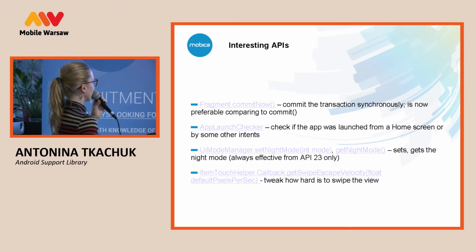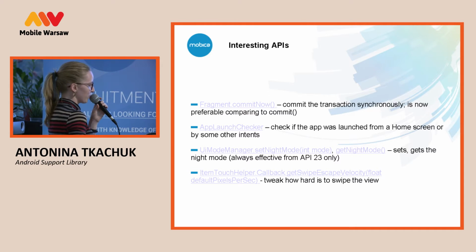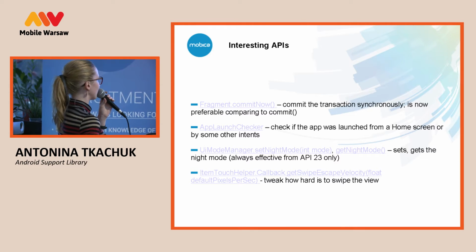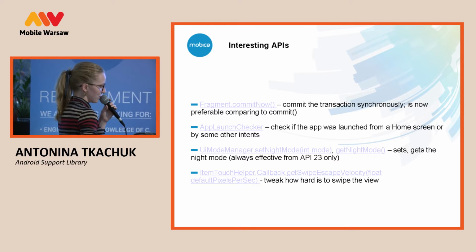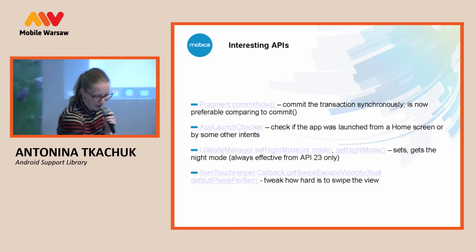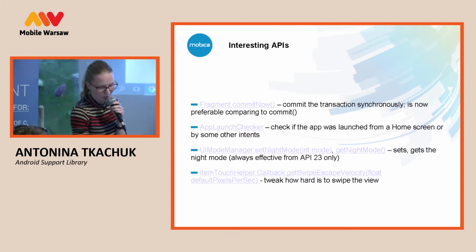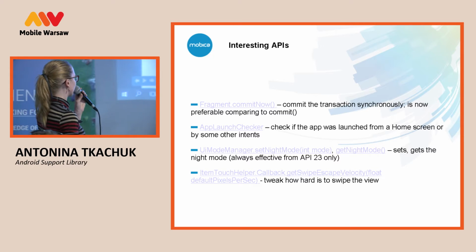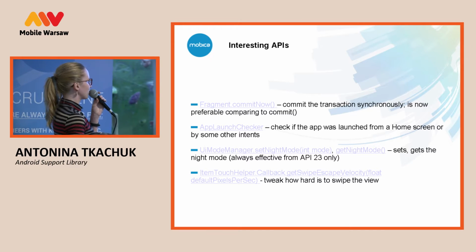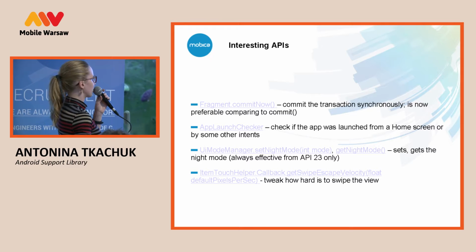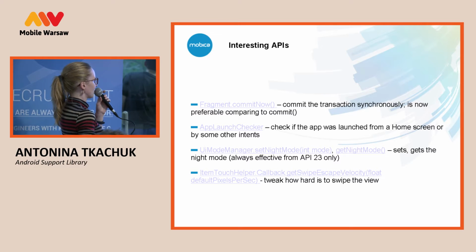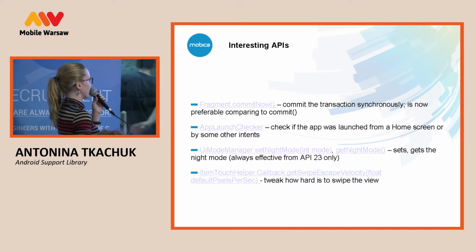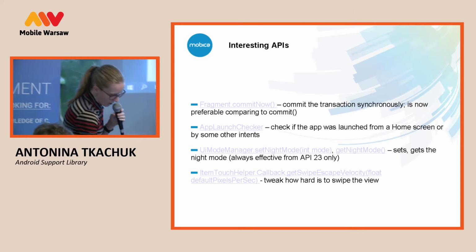App launch checker checks if the app was launched from a home screen or by some other intents. But it's not that obvious. When you read the description, you think that maybe it is. It says every time was the app launched from home screen or not, but it is just once. So, for example, if just once you launched the app from the home screen, from a launcher, then it will always return true.